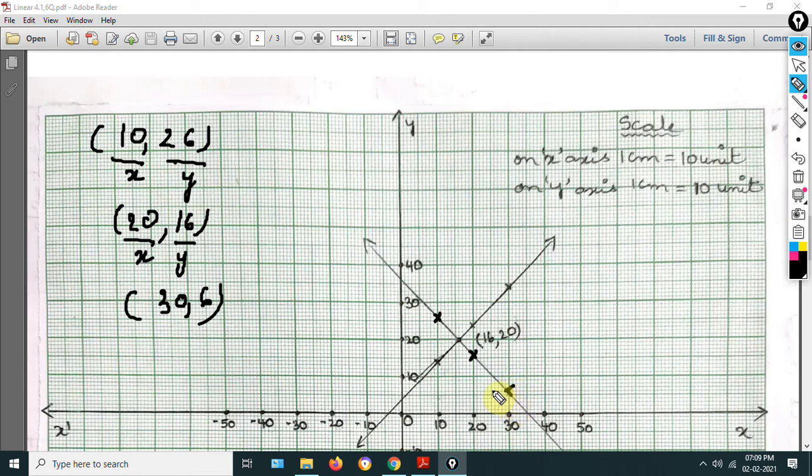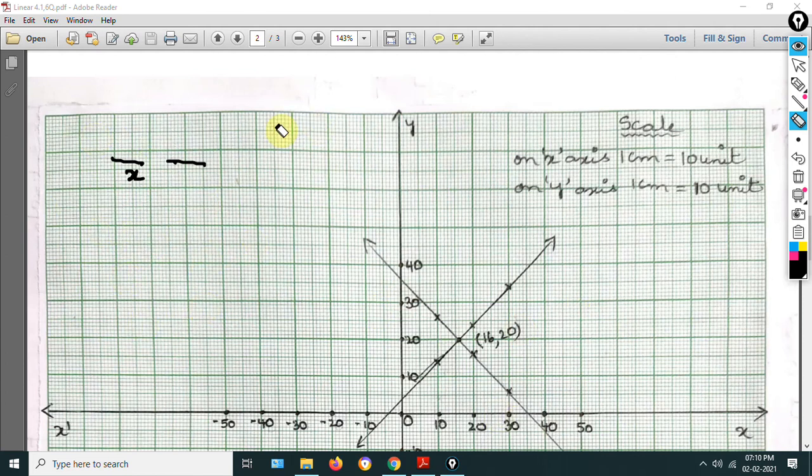Here we got it. Now we have to take the scale and join all those points like this. Okay, we are joining those points like this, so we will get one straight line. Now for the second box also, we have to plot those points on the graph.